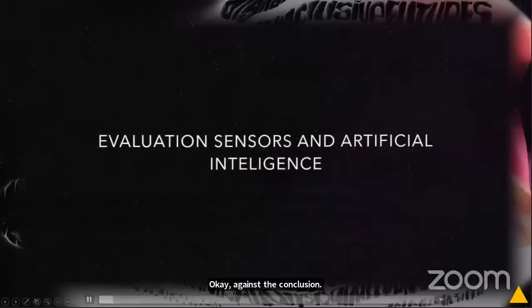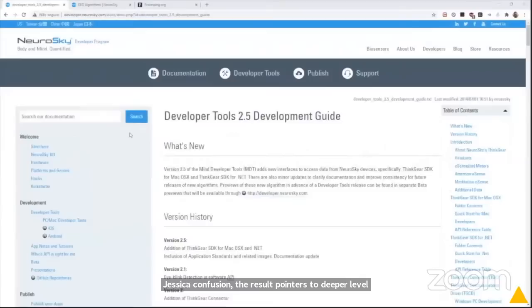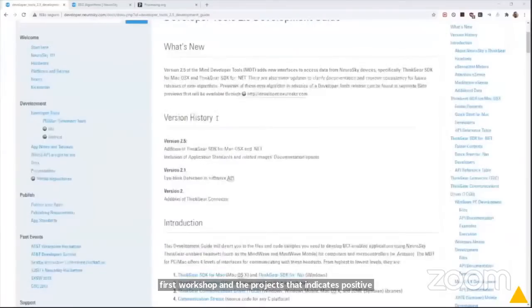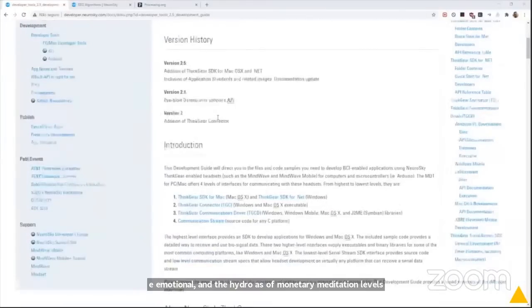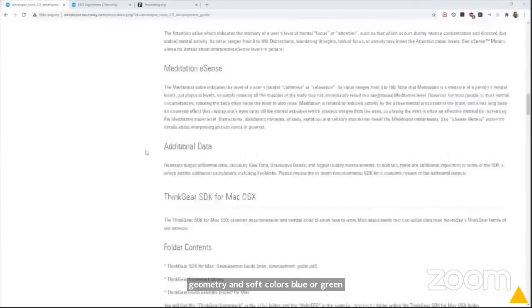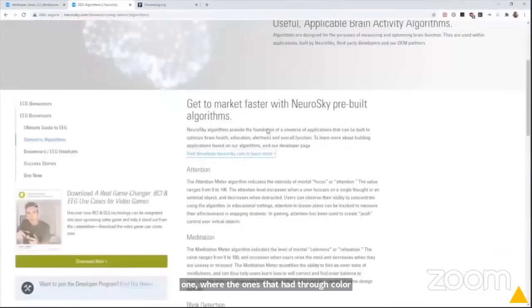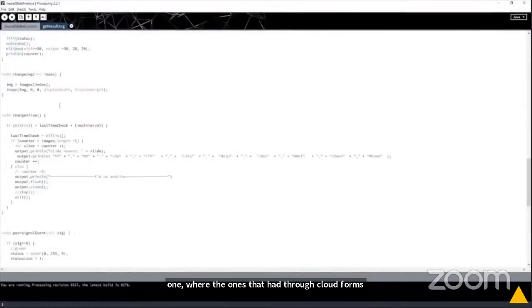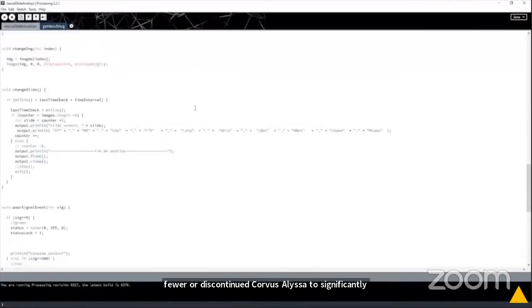The results point us to a deeper level of understanding about geometric shapes and design. In the first workshop, the projects that indicate positive emotions and a higher level of monitored meditation present symmetric shapes, fractal geometries, and softer colors, blue or green. In the second one, they were the ones that had circular forms, growing sequences, or harmonic continued curves. In general, fewer or discontinued curves elicit significantly lower meditation levels.